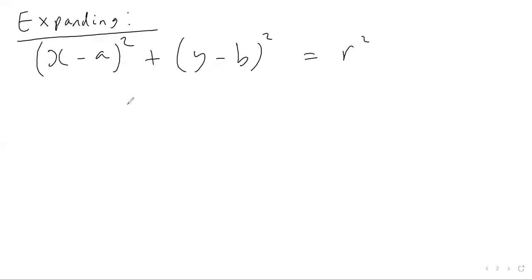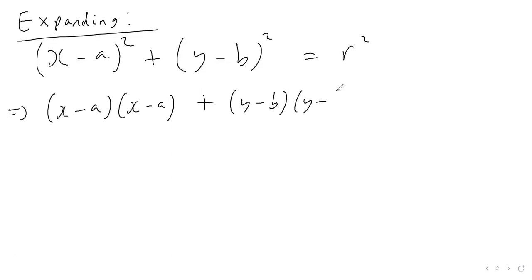So today let's actually expand the brackets and see what happens. So we've got (x minus a) all squared. Let's just write this out in full. So (x minus a) times (x minus a), and then plus (y minus b) times (y minus b) is equal to r squared. Okay, so now if we just expand the brackets, firstly we get x squared, because x times x is x squared.